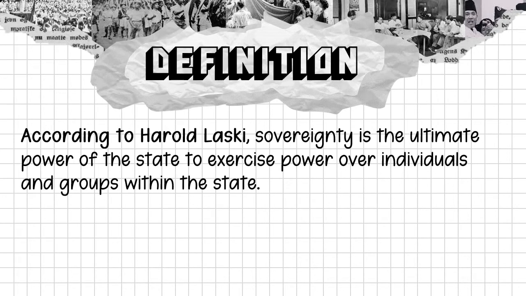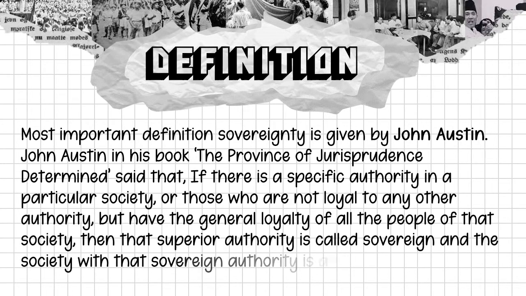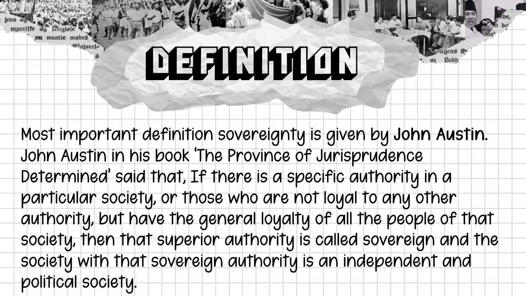According to Harold Laski, sovereignty is the ultimate power of the state to exercise power over individuals and groups within the state. The most important definition of sovereignty is given by John Austin. In his book The Province of Jurisprudence Determined, he said that if there is a specific authority in a particular society that is not loyal to any other authority but has the general loyalty of all the people of that society, then that superior authority is called sovereign, and the society with that sovereign authority is an independent and political society.